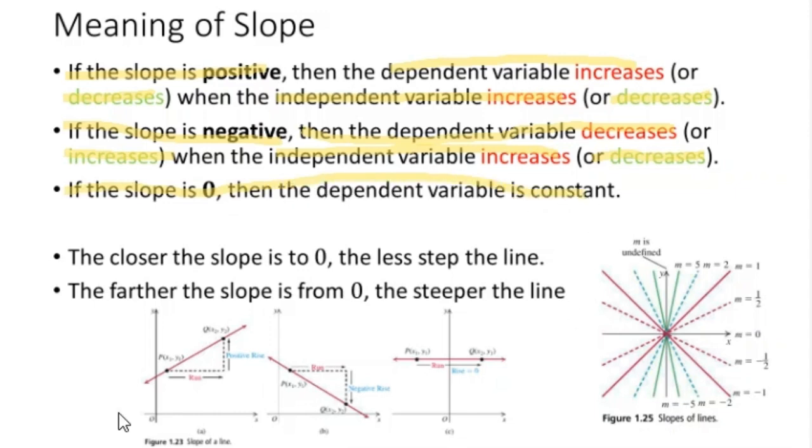If we take a look at the figure below, our first graph is where the slope is positive. And notice how the rise and the run, as we travel from point P to Q, we're going right and up, meaning the run is positive, the rise is positive, we have the same sign. This creates a line that is increasing.